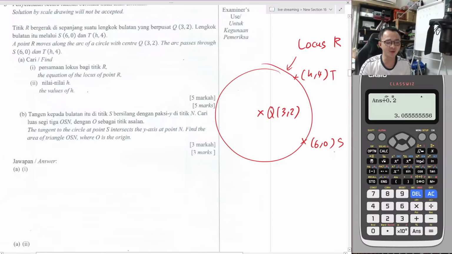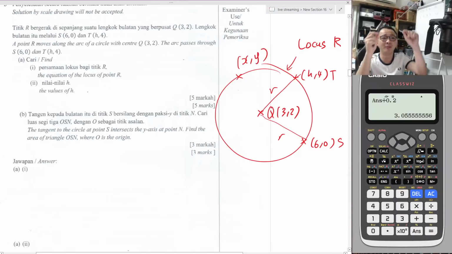So first thing they asked us to find the equation of the locus R. What I want to do is, first thing is I want to know what is the distance, because I know the QS will always be the same as the QT, right? Because this one will be the radius. You see carefully, you should already know they are the radius, right? It must be the same distance. But since I want an equation, so the R here, I will just call it xy for the locus of R. Because R can be the moving point at any point on the circumference.